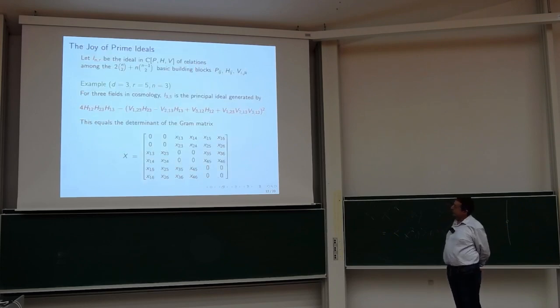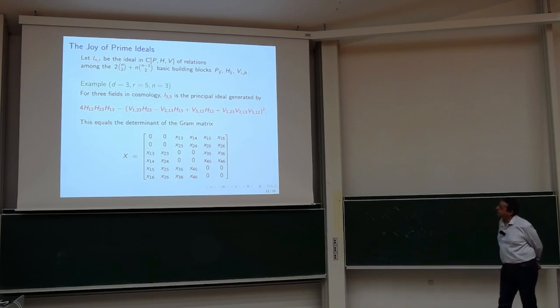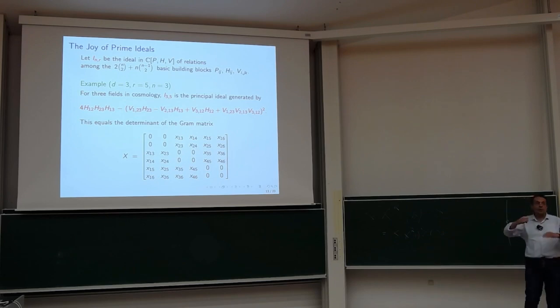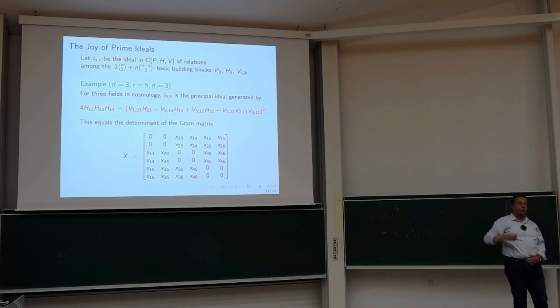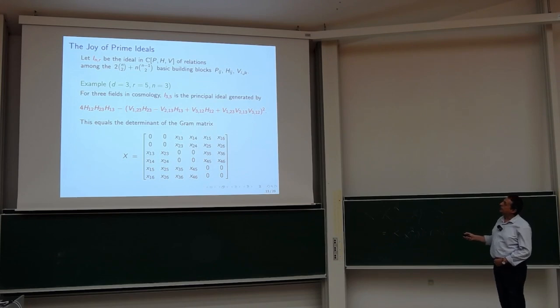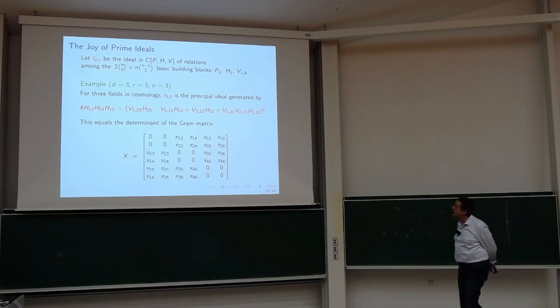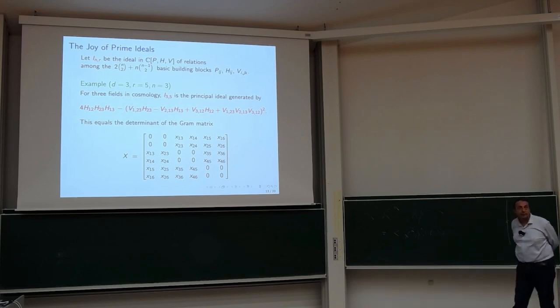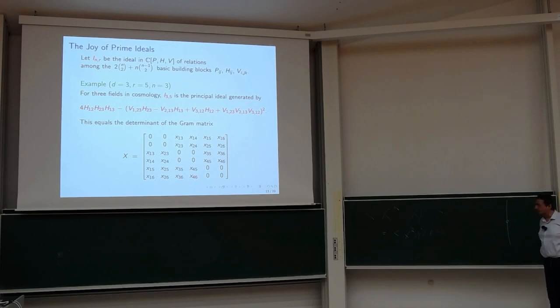And here's another example, right? It turns out the Gram matrix determinant itself has this representation. But first, a bit more joy of prime ideals. Now we're one level up in terms of coordinates. So now we're making a new polynomial ring in the p, h, and v variables. I'm introducing new variables, pij, hij, and vijk. The total number of these is this number, and I'm going to write INR for the prime ideal in this new polynomial ring.